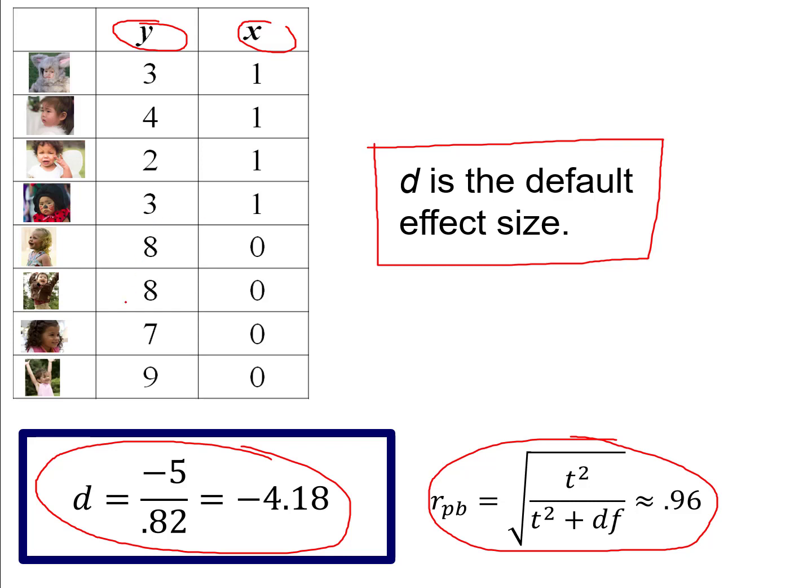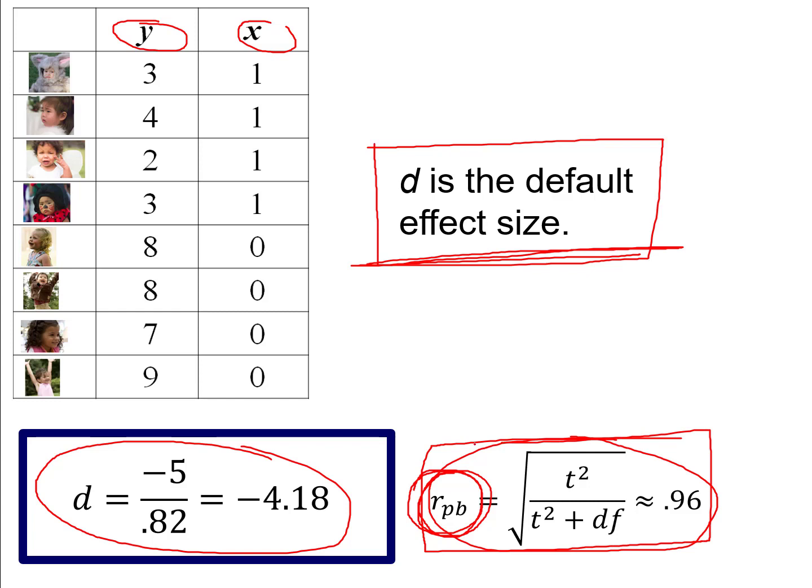And if you're comparing two means, you would only calculate a correlation as your effect size. At least in this class, you would only calculate a correlation if I specifically ask for it. So for this class, if we're comparing two means and I say, give me an effect size, then give me the D statistic, because that's the default. And only give me the correlation effect size in a situation where I specifically ask for it.